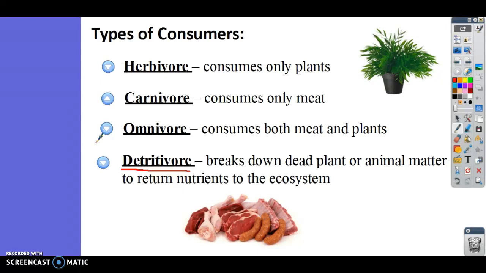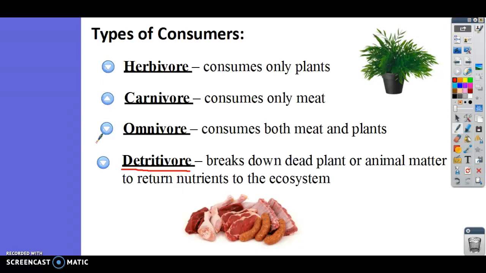Now this is different from a scavenger. A scavenger is something that eats dead stuff. You might remember vultures, or maybe hyenas, they eat stuff that's already dead. They're not breaking it down and returning it to the soil necessarily. They're just eating dead stuff. Eating dead stuff is different from breaking down dead stuff and returning the nutrients to the ecosystem.